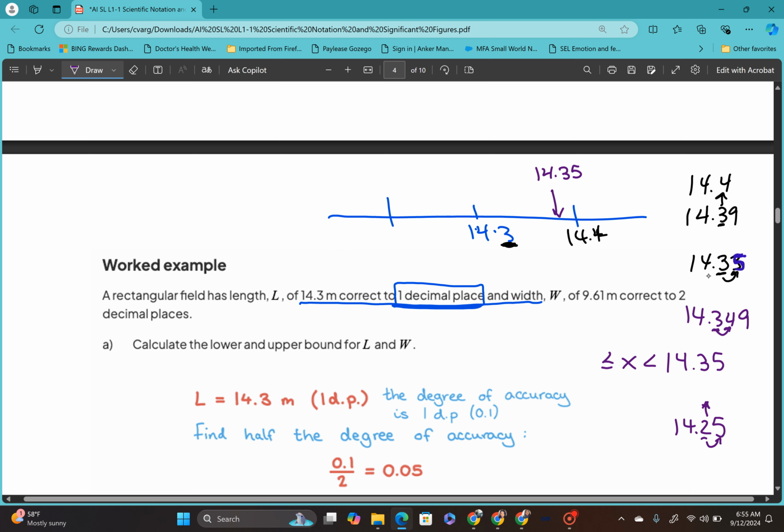Cool. So we have 14.25 is going to be our smallest number. It's going to be including that number. So our numbers that round to 14.3 are right here. It's between 14.25, including that number, and then the largest number we're going to have is up to 14.35, but we're not including it. Like we don't have this little equal sign on the bottom over here. Okay. I hope that makes sense.